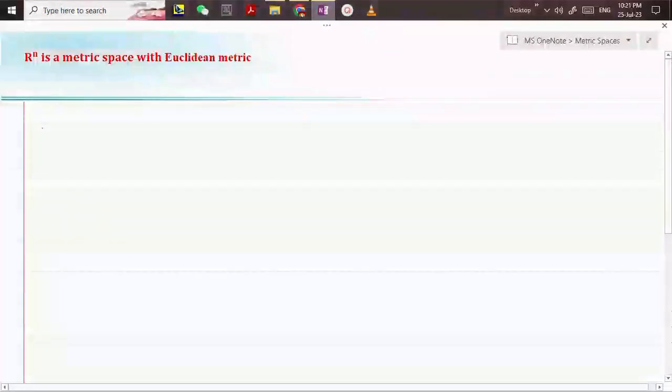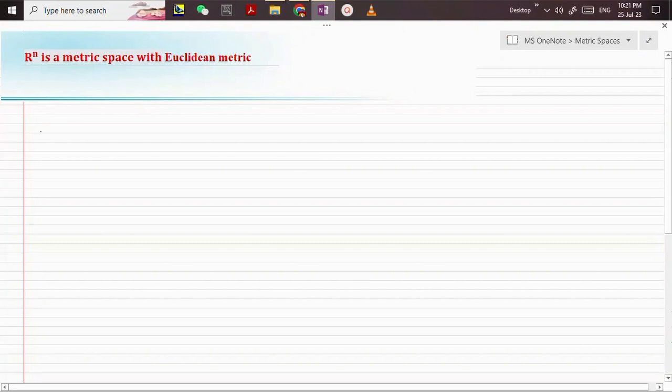Today we shall prove that Rn is a metric space with the Euclidean metric, and then we shall prove that Rn is a metric space with a metric other than the Euclidean metric. So first of all, what is Rn? Rn is a set, and this is also called n space.